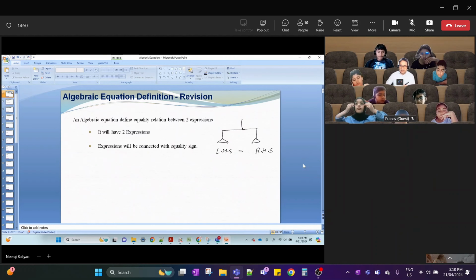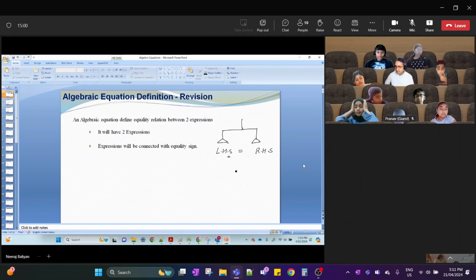Please pay attention to what I'm trying to explain here. In case we want to add something on the left hand side, what do we have to do to keep balance? We will need to add the same thing on the right hand side, right or not? If we have to keep this weighing machine balanced, if we want to add something here, then the same thing we have to add on the other side also.